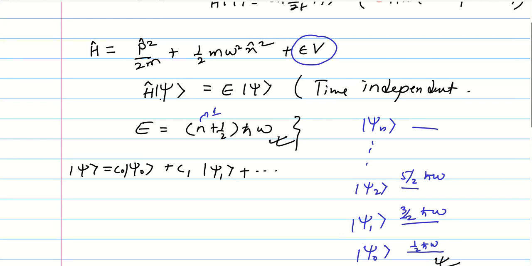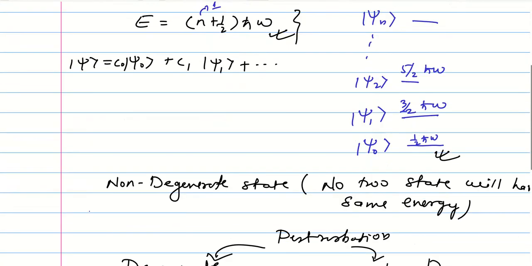So when you add a perturbation, your energy will also change. Okay, so we assume, see, this is the energy, right? This is the energy E0, this is the energy E1, this is the energy E2. So we say when you add a perturbation, the energy goes this way. There will be an extra term added.